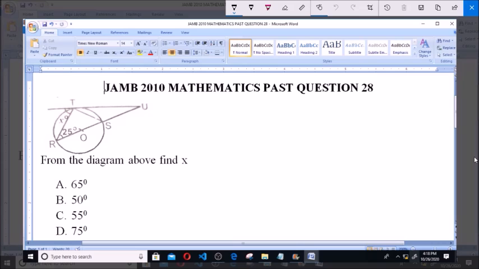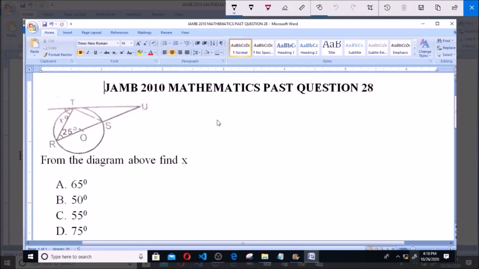Also looking at the circle, you notice that the line RS passes through the diameter, that is, it divides the circle into 2 equal parts, a semicircle. From this diagram, we are asked to find the value of x, and you see that x is an angle towards the tangent. Now we have A to be 65 degrees, B 50 degrees, C 55 degrees, and D 75 degrees.